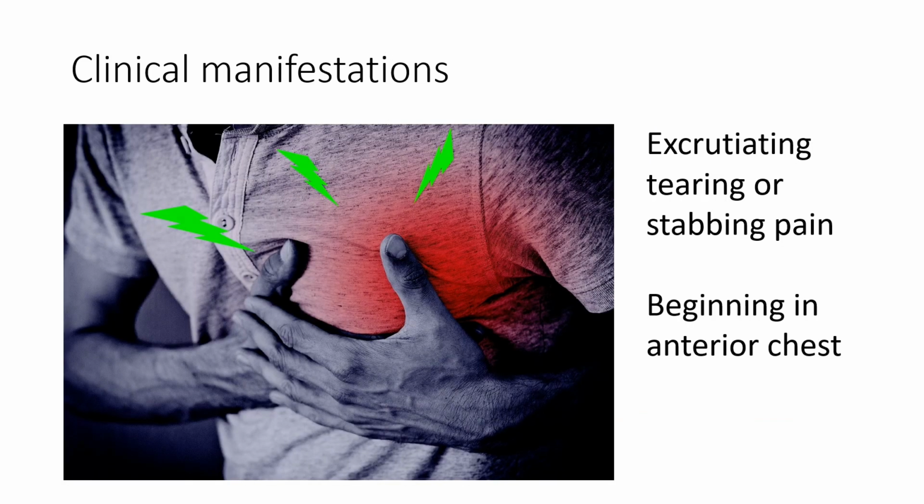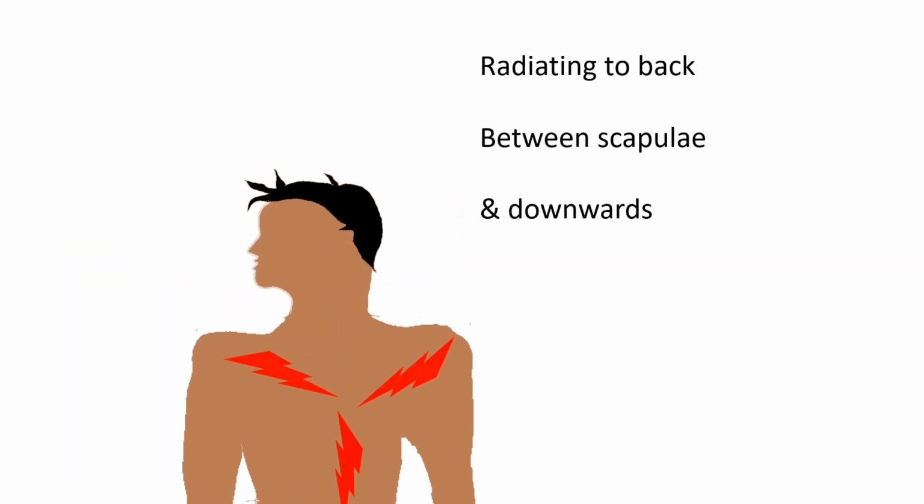So there is excruciating pain, tearing or stabbing pain, which begins in the anterior chest. This pain radiates to the back in between the scapula and downwards. This downward pain radiation will be till the area to which the dissection is extending.